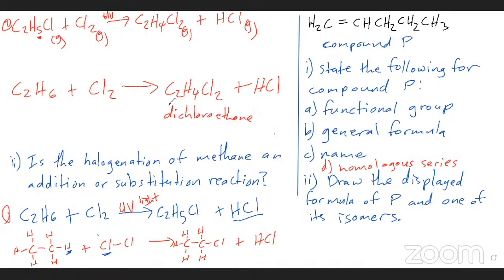We are showing the formation of dichloroethane from ethane in one equation. So they can ask you for one equation, or as they did here, the two equations. If they ask you for the one equation, that is when you will be required to balance the equation. So what would we need to do to balance this equation?